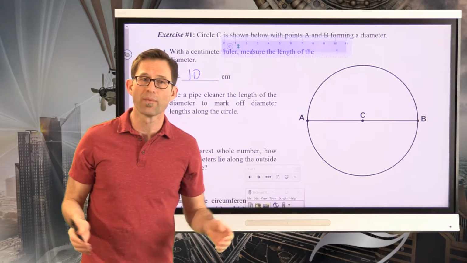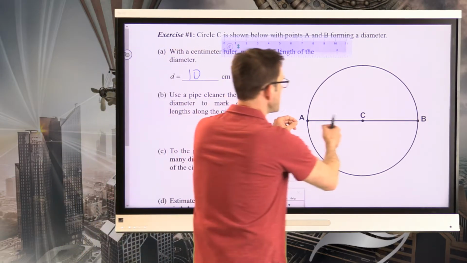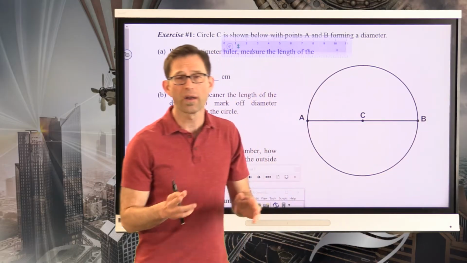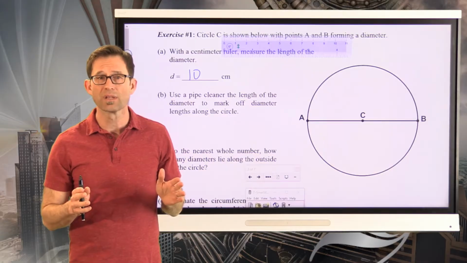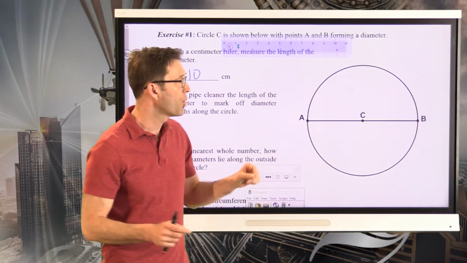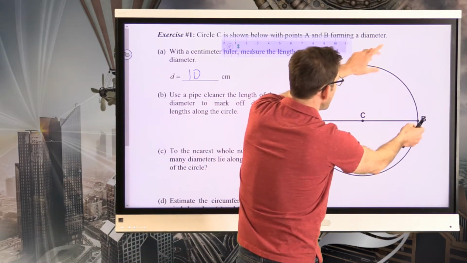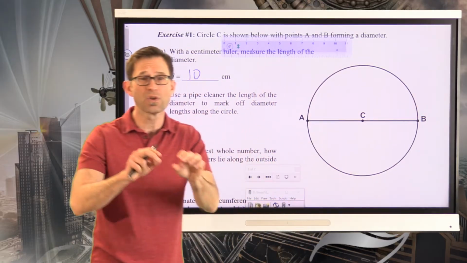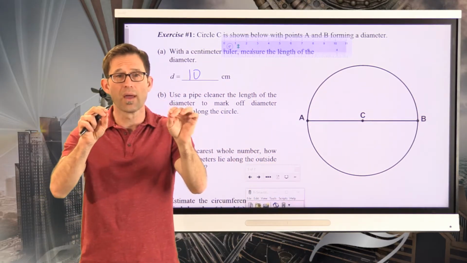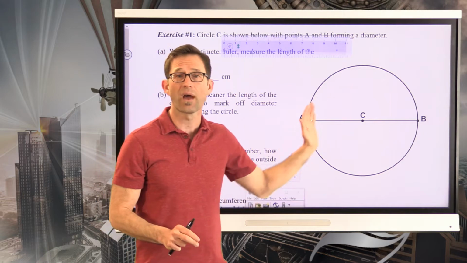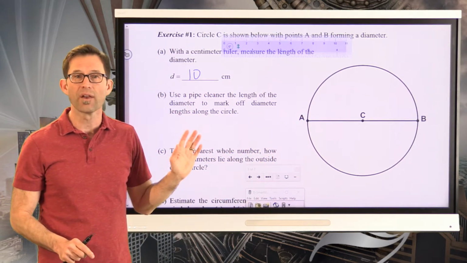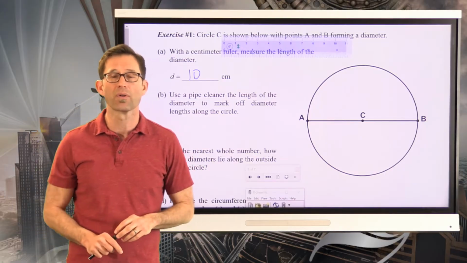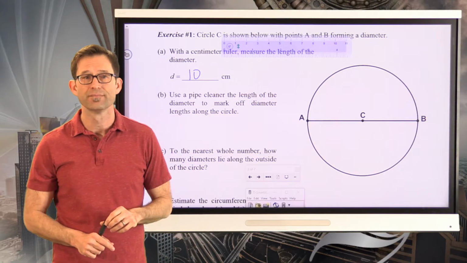In other words, I want you to take a pipe cleaner and stretch it out along here and either cut it off with a pair of scissors or something like that so that it's 10 centimeters in length. And then I want you to mark off diameter lengths along the circle. That means you'll have to bend the pipe cleaner so that it's in the same kind of curve as the circle, and mark off those diameter lengths along the circle.